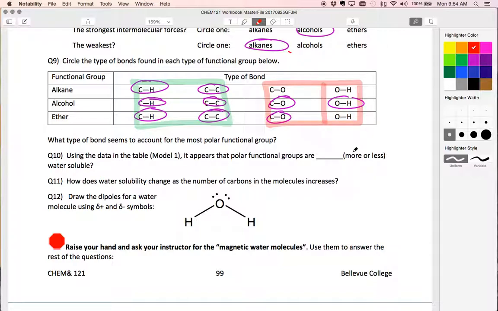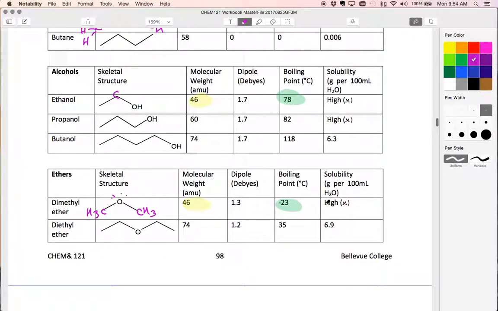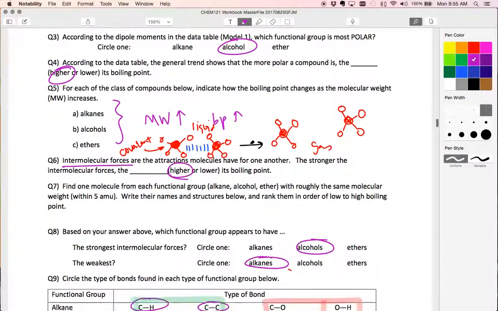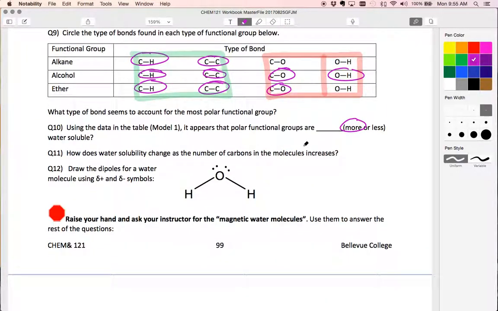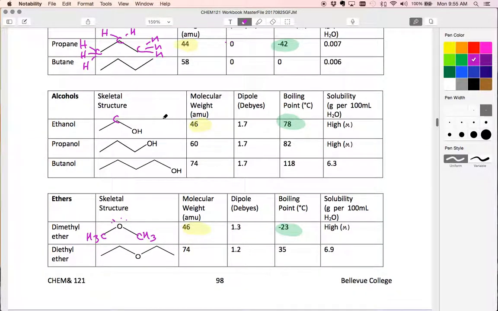So it appears that the polar functional groups are more water soluble. Let me show you where that is. We talked about that briefly up here. This is water solubility up here, so definitely higher for your alcohols and ethers, which happen to also be more polar. So these are all related concepts. High boiling point, high water solubility, and polarity are all related, as well as molecular weight. As molecular weight increases, water solubility, let's take a look at that. Is there a relationship there?